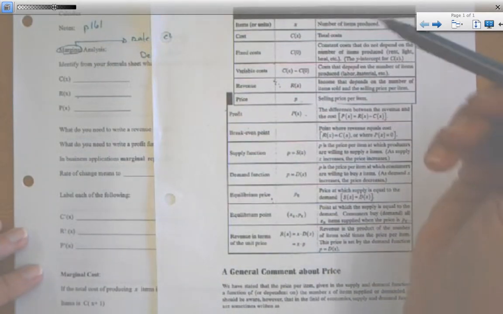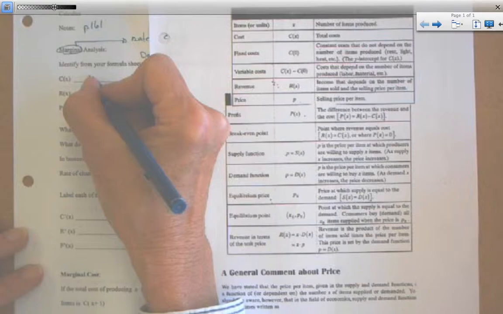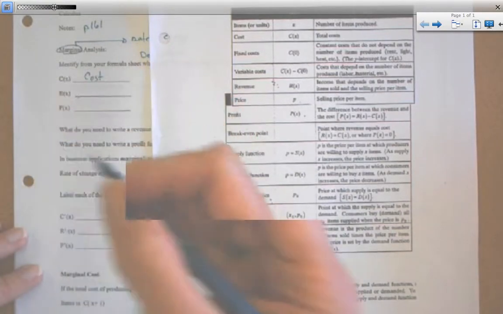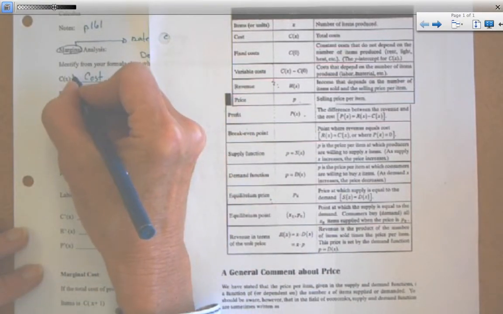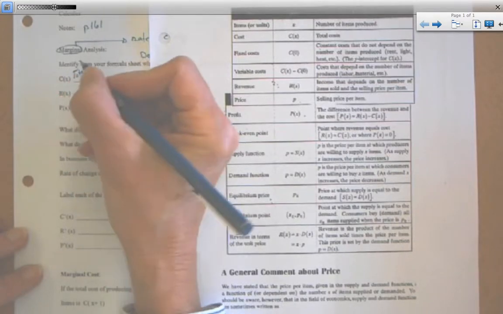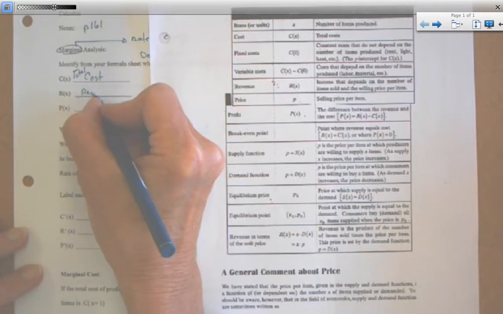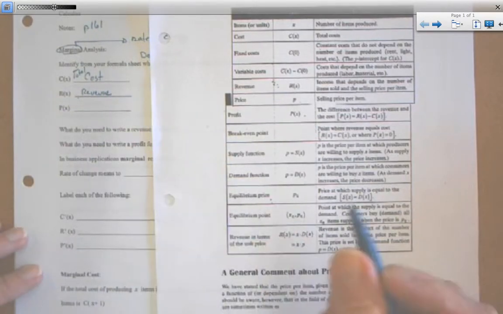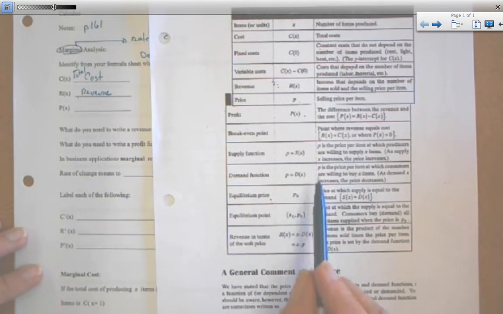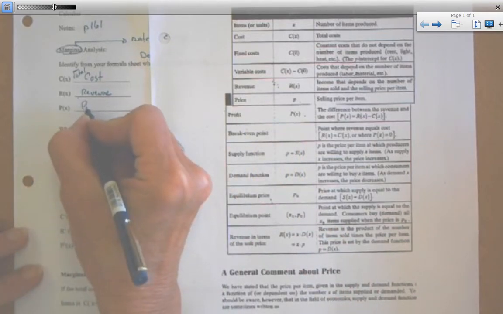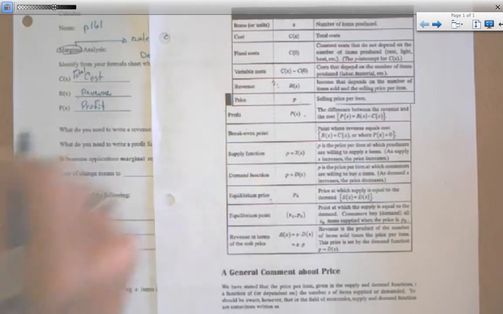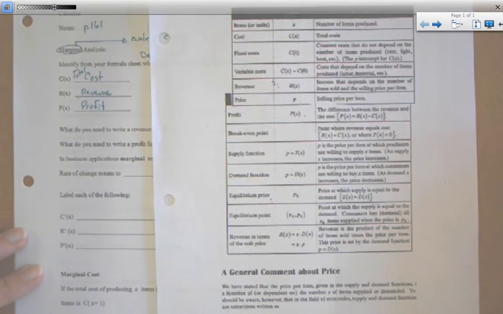So from your formula sheet, C of x represents cost, and I believe it says total cost. I need to include that. R of x represents revenue, and P of x represents profit. So you need to know the names of those functions.